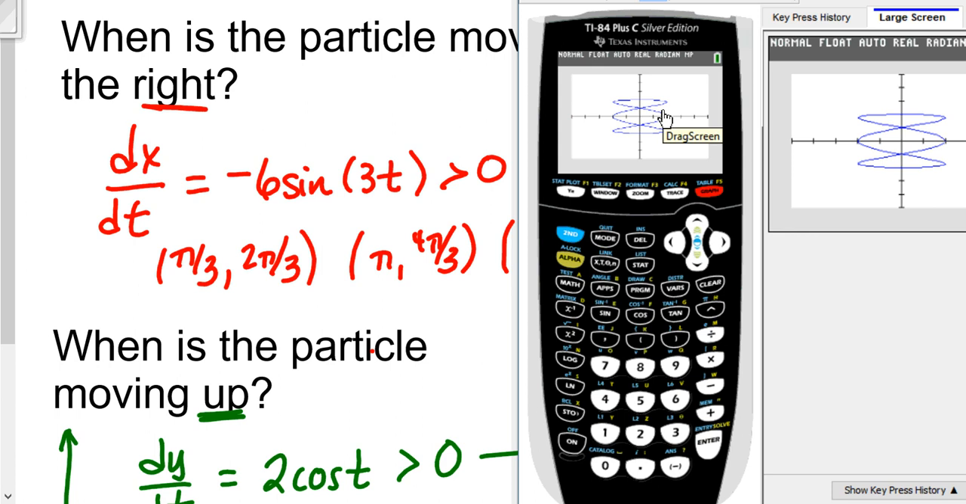So you should be able to confirm your answers as well by looking at the parametric graph and seeing if your answers make sense. Always a good thing to confirm logic.